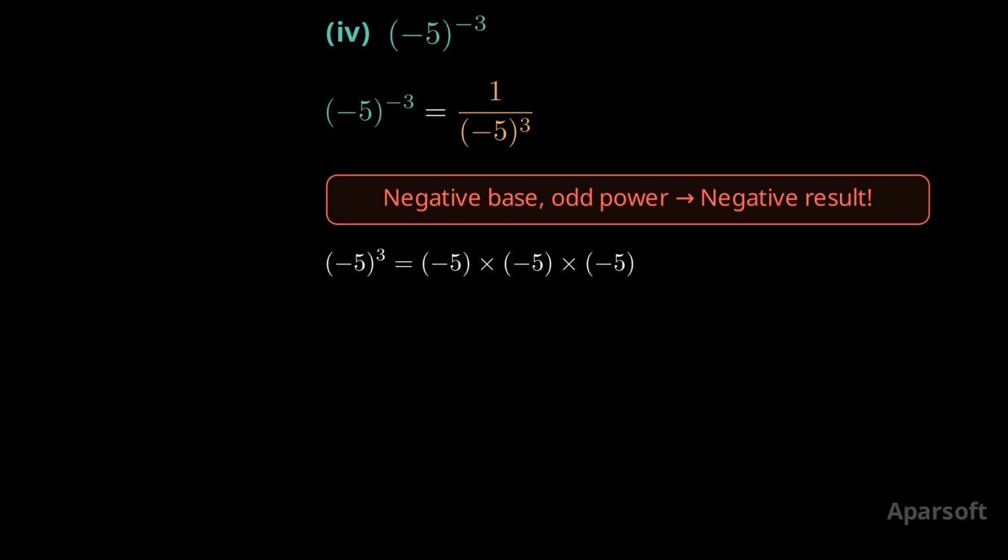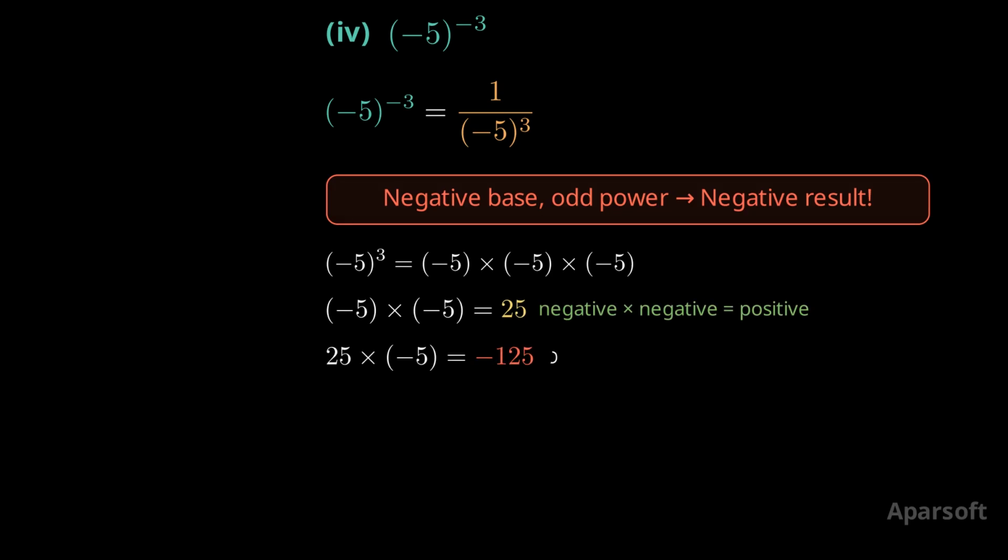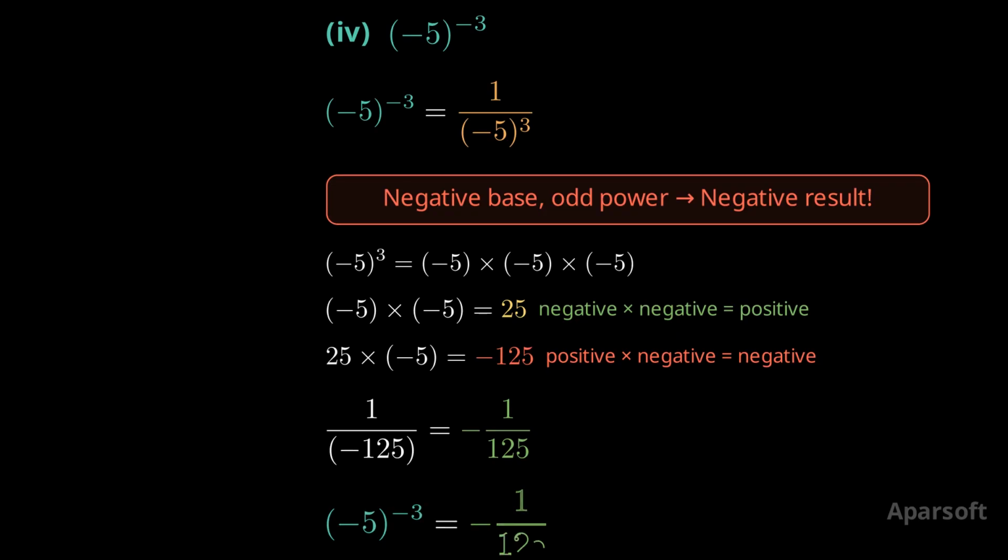Let us compute negative 5 times negative 5 times negative 5. Negative 5 times negative 5, that is positive 25. But then 25 times negative 5, that is negative 125. So our fraction is 1 over negative 125, which we can write as negative 1 over 125. And there is our answer.